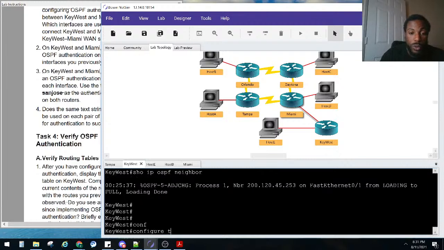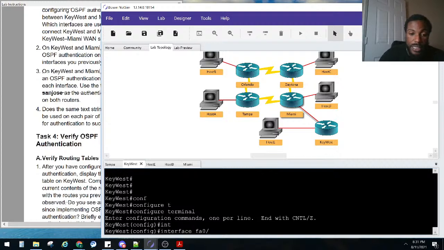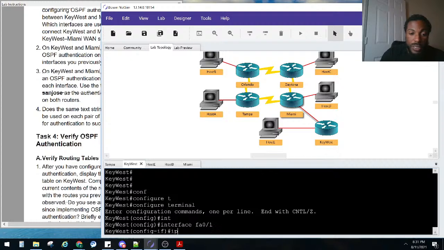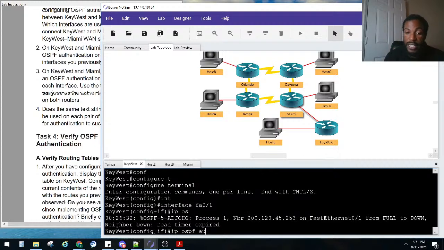Let's go to global config mode and put our finger on the trigger. IP or interface FA0/1. And it was IP OSPF authentication. There it goes. It tore down the relationship. See that? Dead timer expired. So now we put in the key on the Miami side, and that should bring it right back up, right?